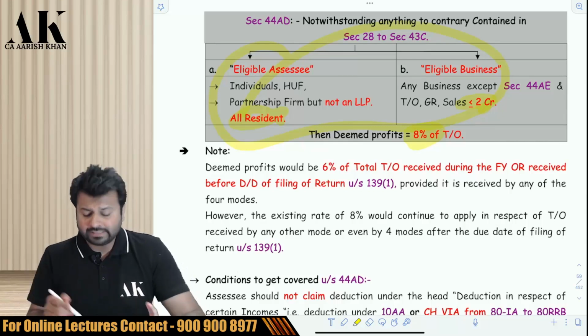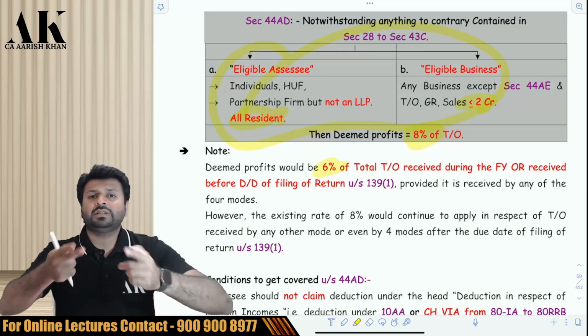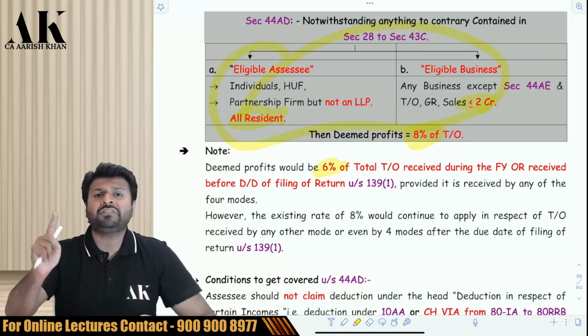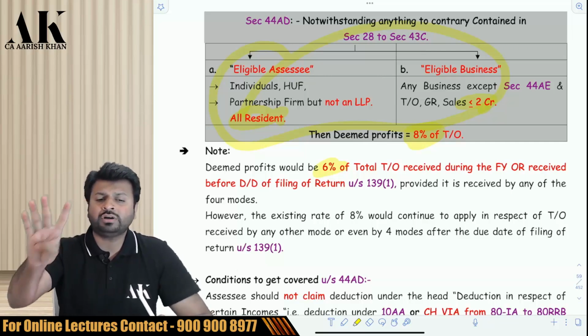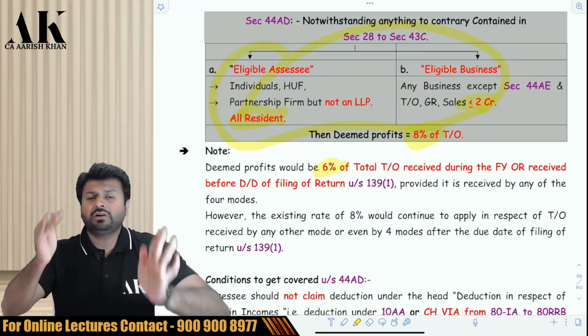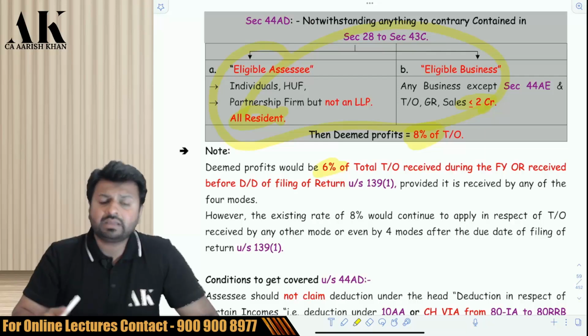That's it. In some cases, it can also be 6% of turnover. Let me tell you which are those cases. If you receive the money from the customer till the due date of filing of return, and you have to receive the money by the 4 modes which I have told you, that is account payee cheque, account payee draft, electronic mode, etc. Whatever I have said, if you receive the money from the customer till the due date of filing of return by these modes, then your deemed income will be 6% instead of 8%. That is a great benefit for you.